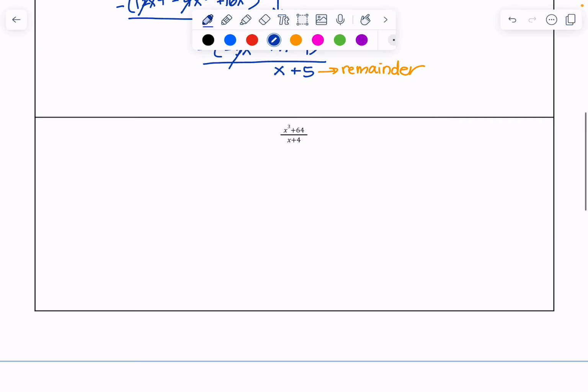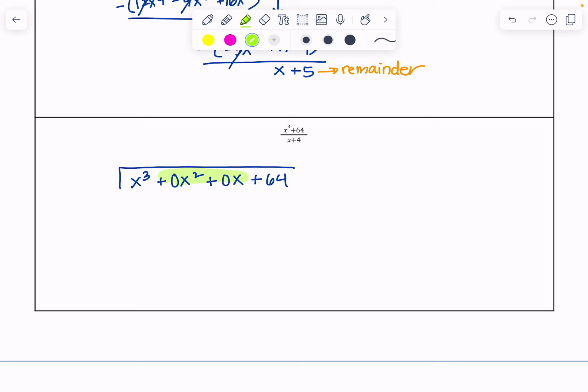All right, last one, we have x cubed plus 64 divided by x plus 4. Notice here we go from x cubed to the constant, so we're going to need to put placeholders in, or zeros. So let's put our division symbol here. We're going to have x cubed plus 0x squared plus 0x plus 64. So notice here we added 2 placeholders because we're missing them from our problem. And we're dividing all of that by x plus 4. That just helps us stay organized. It's not necessary, but you're going to get really confused if you don't do that.